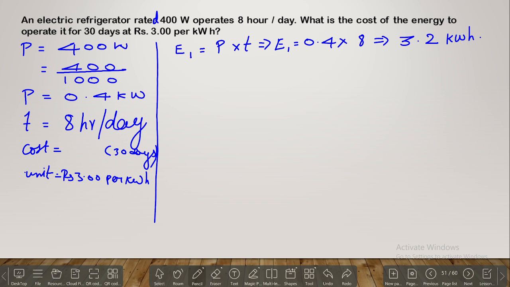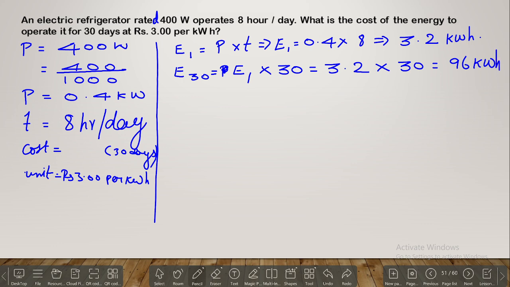Next we need to find for the 30 days. So energy consumed by the refrigerator in 30 days is going to be the energy consumed in 1 day into 30. What is the energy consumed by the refrigerator in 1 day? 3.2 into 30. If you multiply these two numbers, you will get 96 kilowatt hour. Now what is the overall energy consumed by the refrigerator for all the 30 days? It is going to be 96 kilowatt hour.